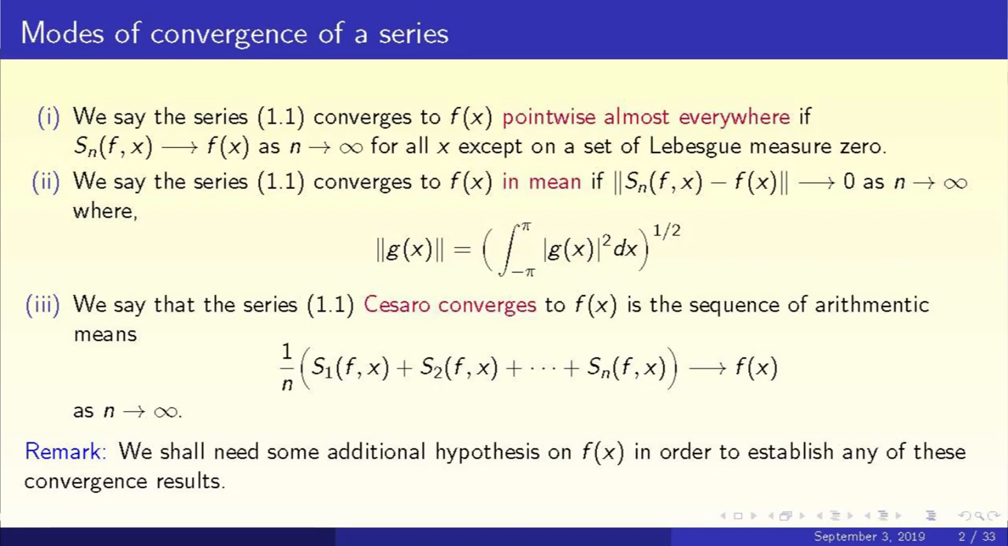However, we shall need some additional hypothesis on f of x to make any of these things work. To establish convergence in any of these modes, we will have to impose some additional hypothesis on f of x beyond the fact that f is in L1 of minus pi to pi. So let's move on a little forward.